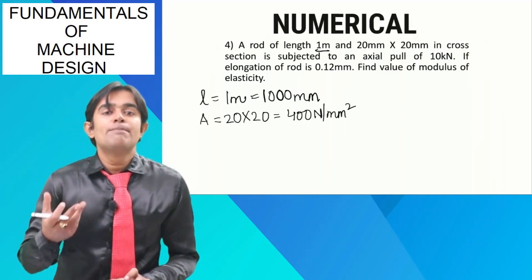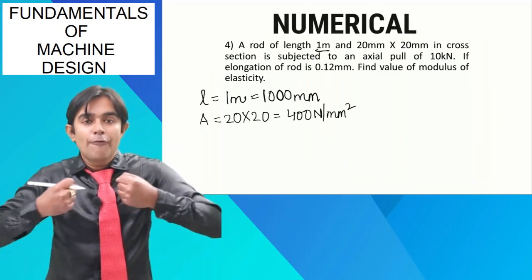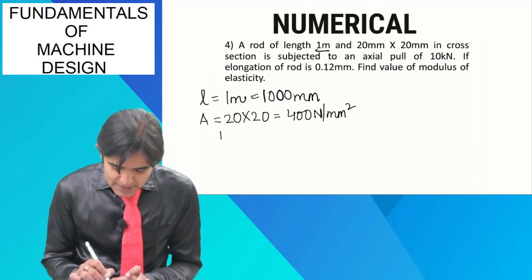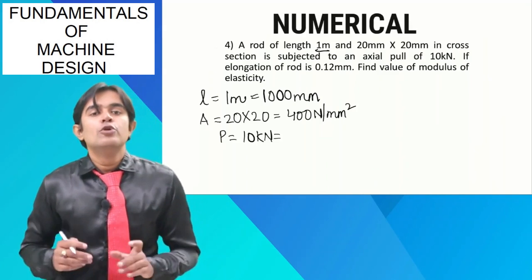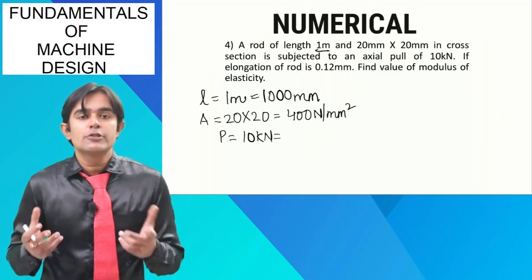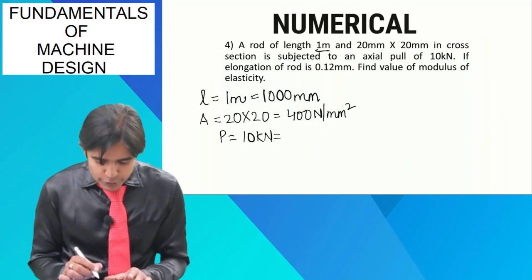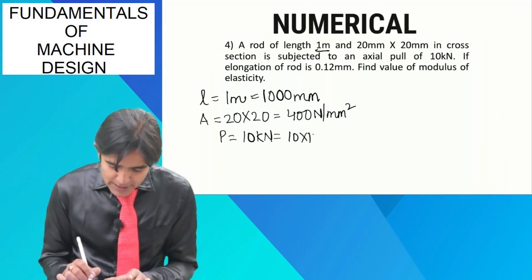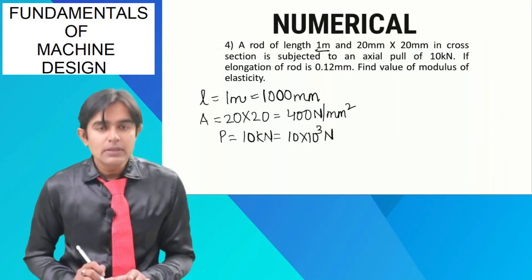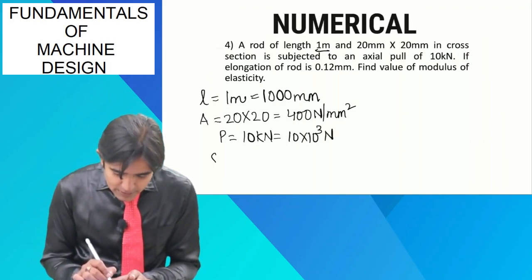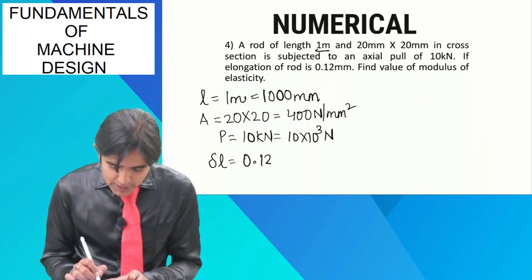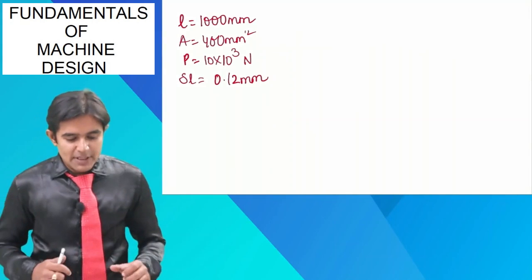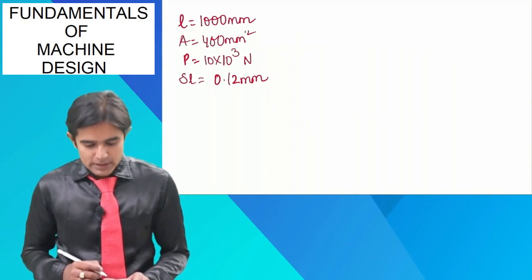There is an axial pull. Pull means a force, so P is given as 10 kilonewton. I've told you we need to do the conversions, so kilonewton will be converted into Newton. So it will be 10 into 10 raised to 3 Newton. Elongation is given, which is delta L, which is 0.12. Now this is the given data, so let us start with the numerical.